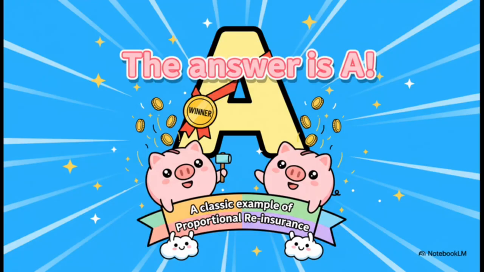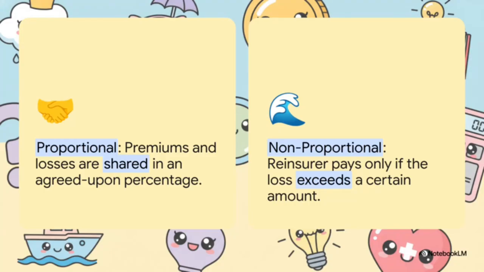And the answer is A. Surplus reinsurance is a classic example of proportional reinsurance. So what's the big difference between proportional and non-proportional? Let's break it down. This lays it out perfectly.